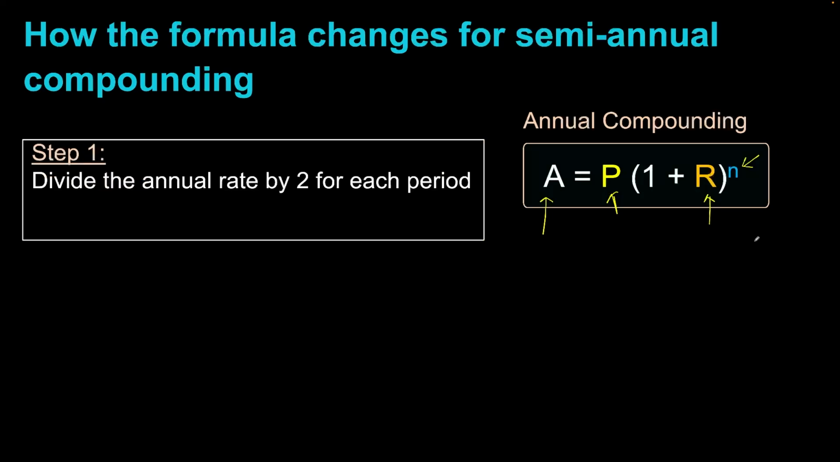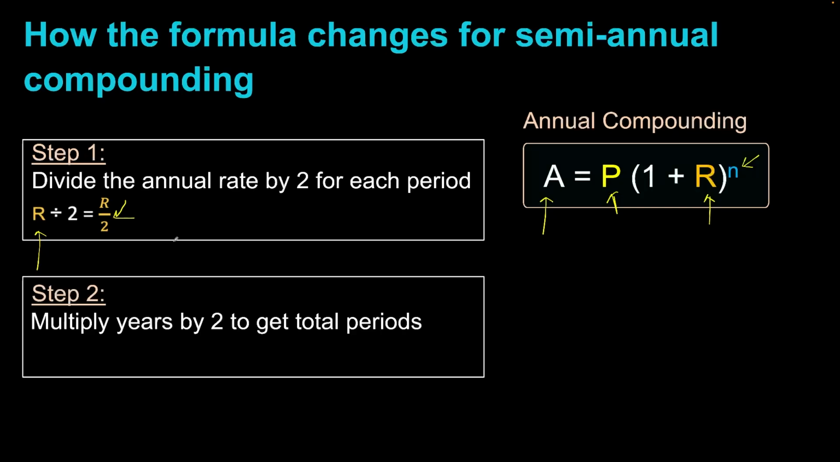So step 1 is we divide the annual rate by 2 for each period. So we take the annual rate, which is R, and we divide that by 2 to get R/2. Next, we multiply the number of years by 2 to get total periods. Because each conversion period is a different period, right? So we multiply the total number of years by 2.